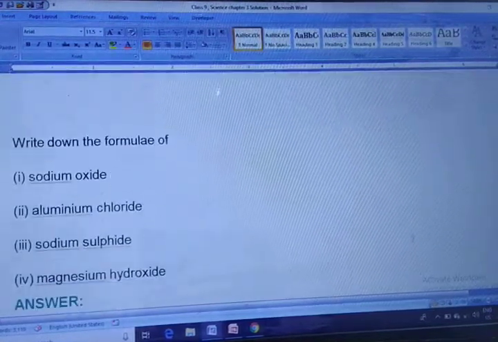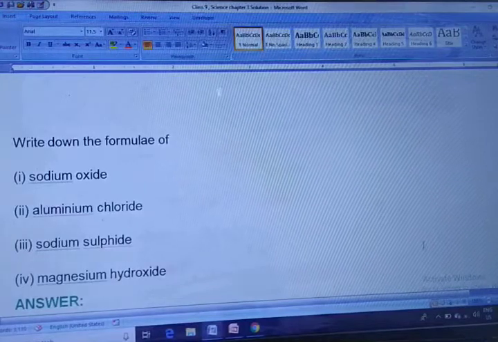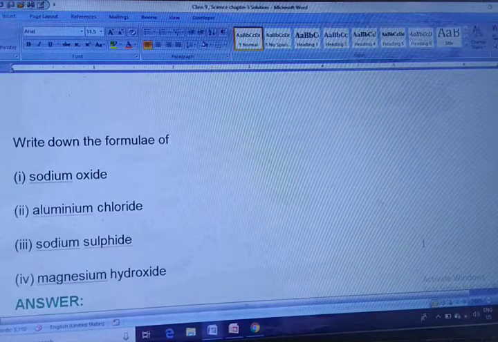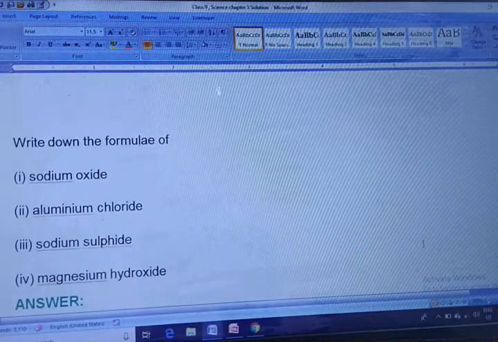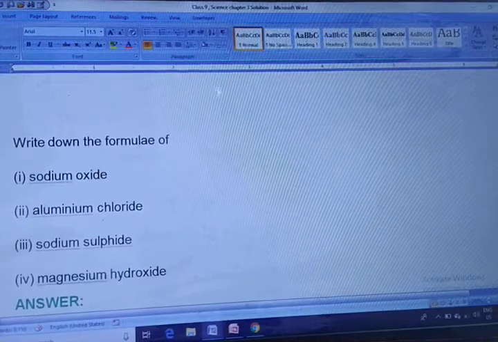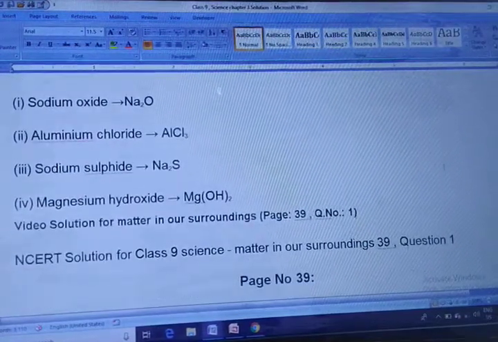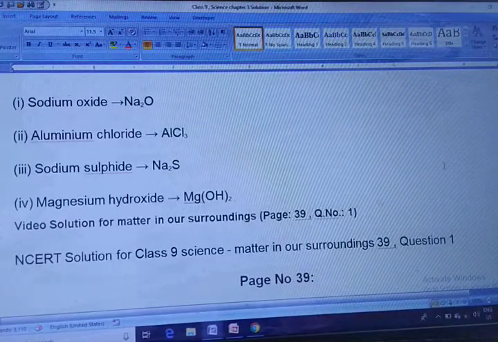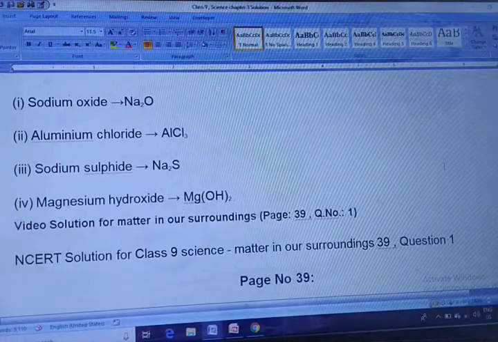Now we are moving towards the next question. You have to write the formula of these compounds. As I taught you in the previous video, if the names are given, you have to write the chemical formulas of these compounds. What is the chemical formula of sodium oxide? Aluminium chloride, sodium sulfide, magnesium hydroxide. So I am writing all the answers here. Sodium oxide Na2O, aluminium chloride AlCl3, sodium sulfide Na2S, magnesium hydroxide Mg(OH)2.